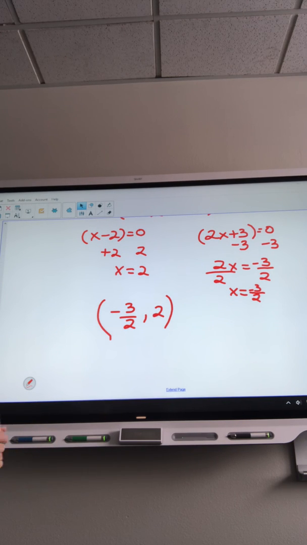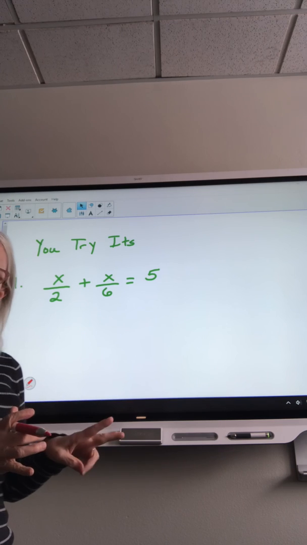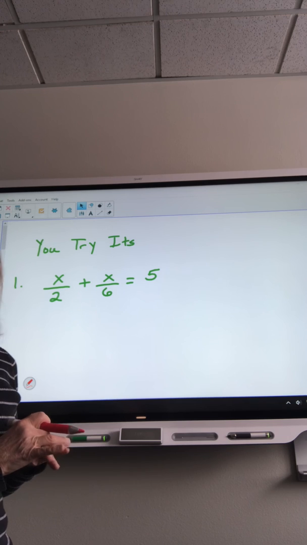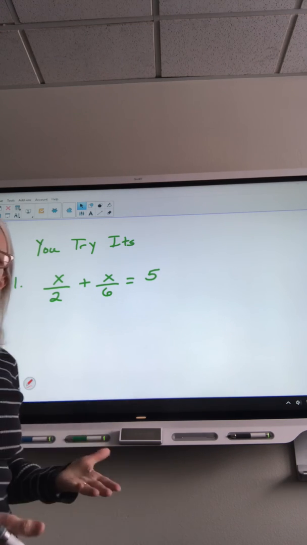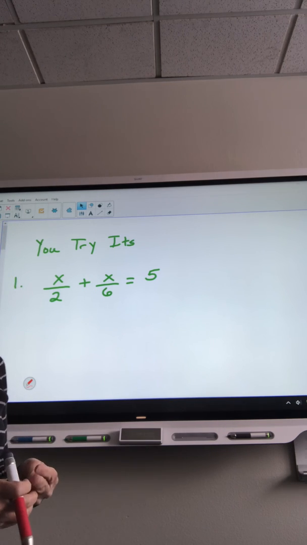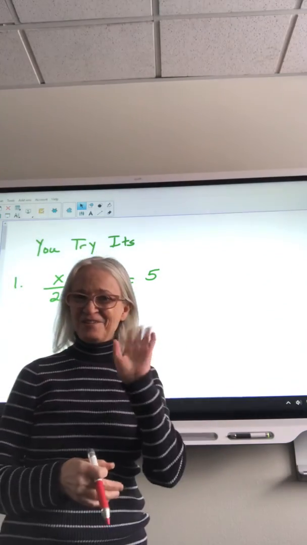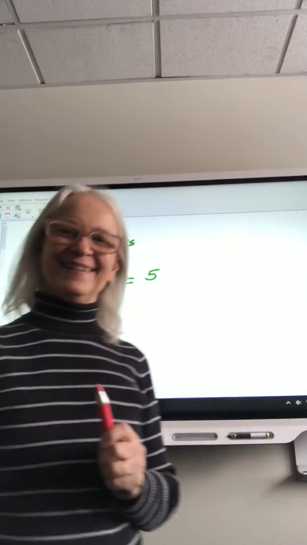Okay. So the next part is the you try it's. And I want you to try it, and I want to give you enough time to try it. So the second video for 6.4 will say 6.4 you try it's. And so after you begin solving these, I want you to access that second video. That way you can check your answers. Okay, so I'll see you in a few minutes on the second video, or I won't see you, but you'll see me. All right. Good luck.